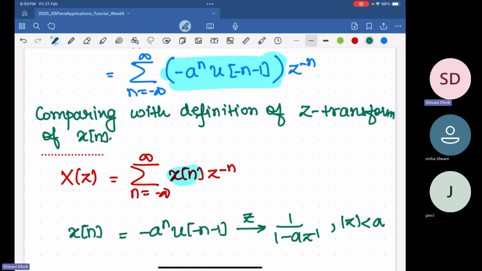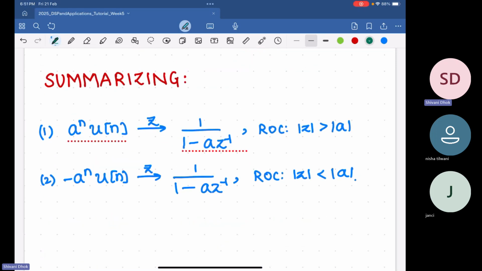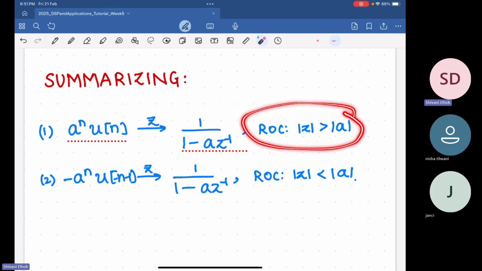Okay. So the main key takeaway from this particular question is the Z transform and region of convergence for two standard signals, and those two things we need to remember. We need to keep them in mind. So as a summary, if I have a signal a to the power n times u(n), its z transform is given by 1 upon 1 minus a z inverse with region of convergence magnitude of z greater than magnitude of a.